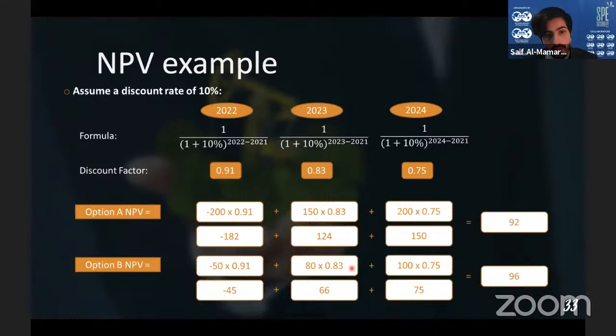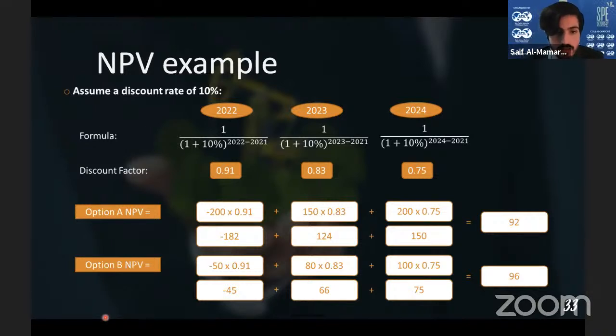So the formula goes: in the denominator, you will have 1 plus 10%. We're assuming here the WACC would be 10%, so you'd have 1 plus 10% to the power of T, basically the time period. So the discount factor for 2022 will be 0.91. And you can see as you move on through the years, the discount factor becomes lower. So the weight of the more recent years is higher. That's the essence of the NPV and time value of money.